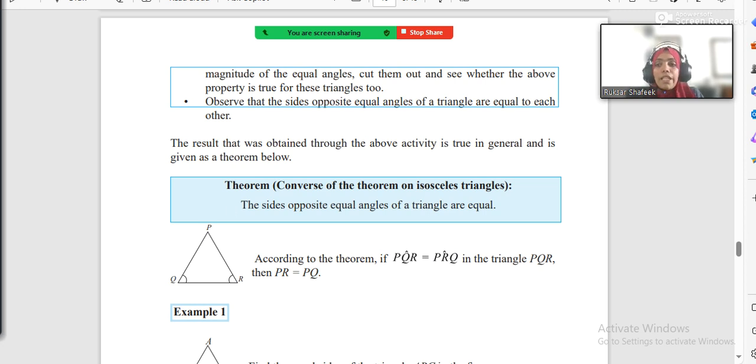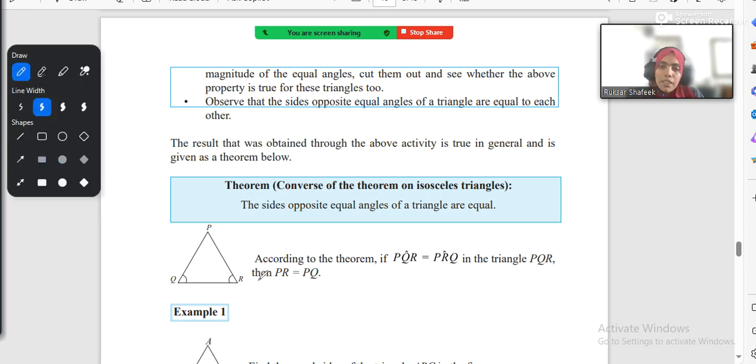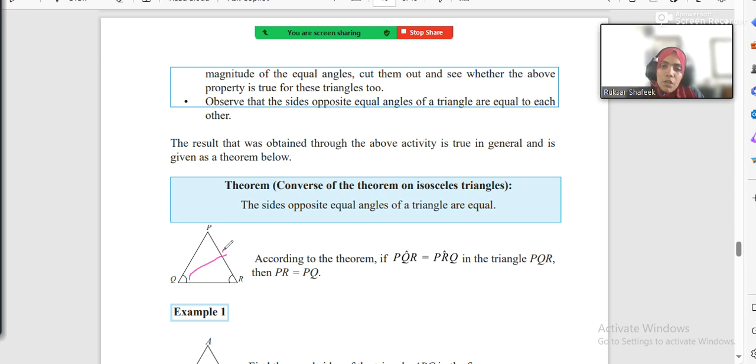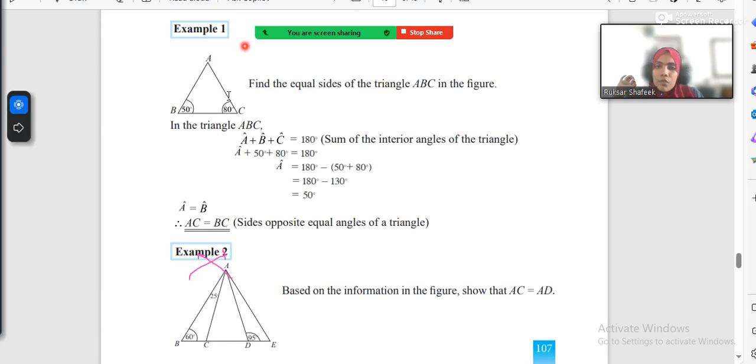So if we are given that two angles are equal, let's remember that the opposite sides are going to be equal. So in this case, PR is going to be equal to PQ. Let's move into some examples to work it out. They're telling us to find the equal sides of the triangle.